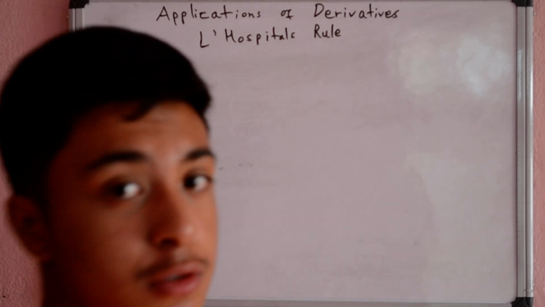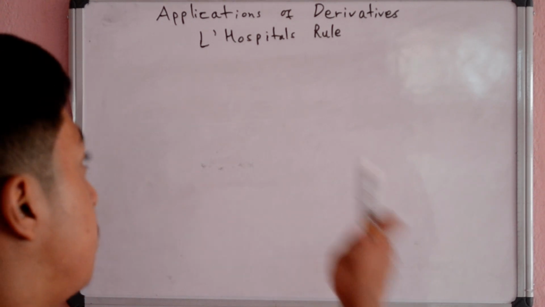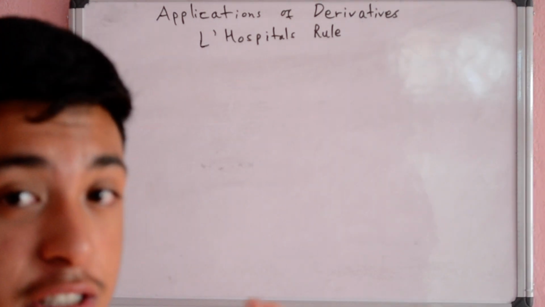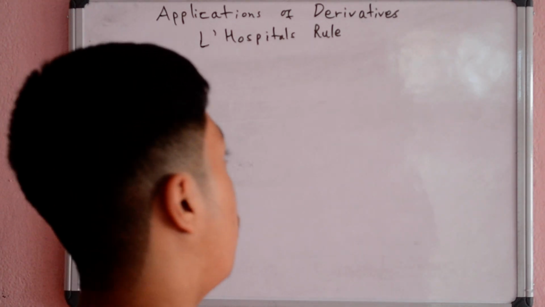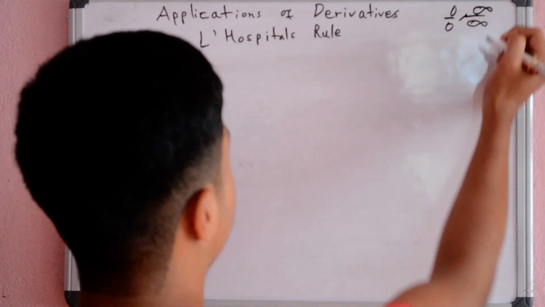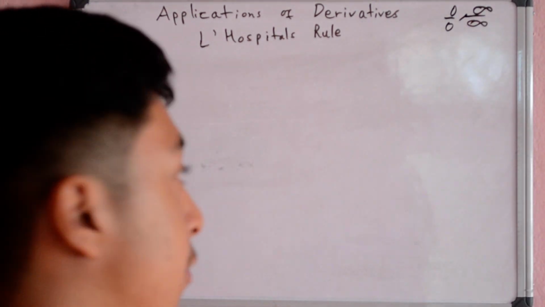Hello everyone. Today we'll be starting application of derivatives. First we have L'Hospital's rule. Now L'Hospital's rule is a way to easily solve a limit question in the form 0 by 0 or infinity by infinity. You can only solve limits having this 0 by 0 or infinity by infinity form.